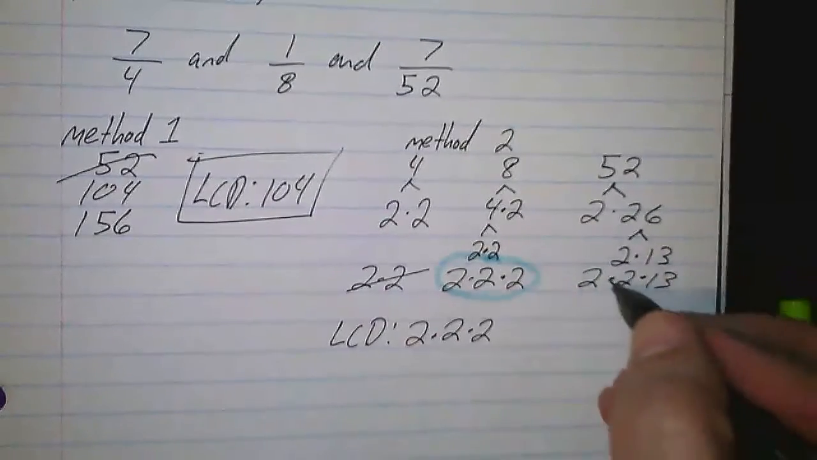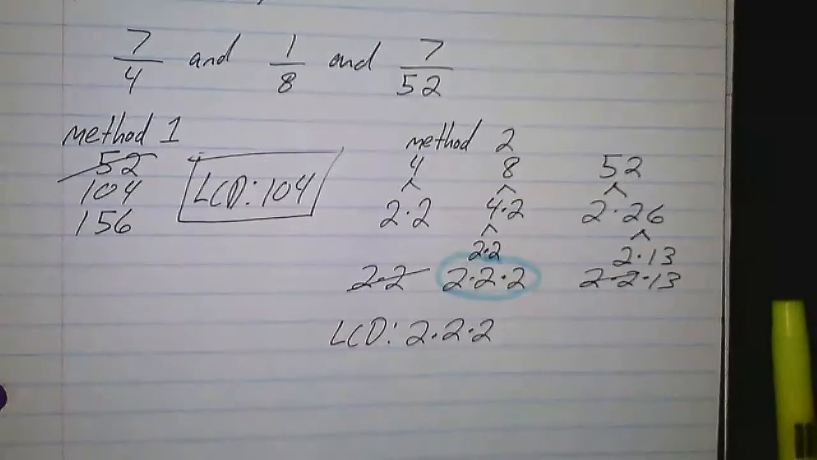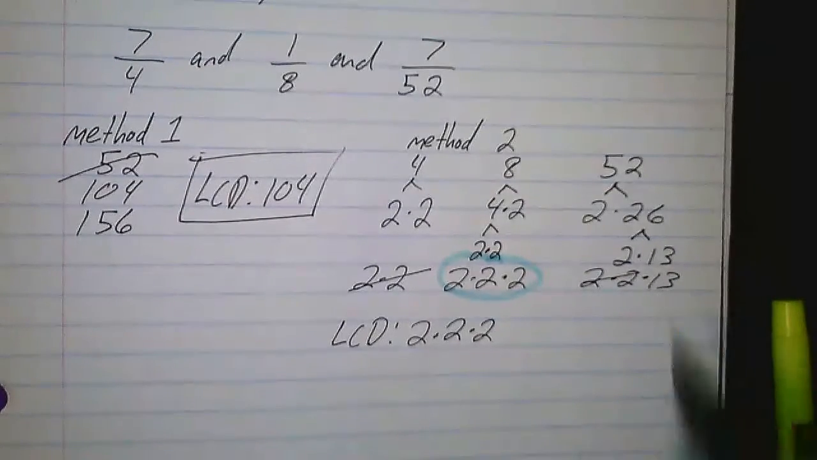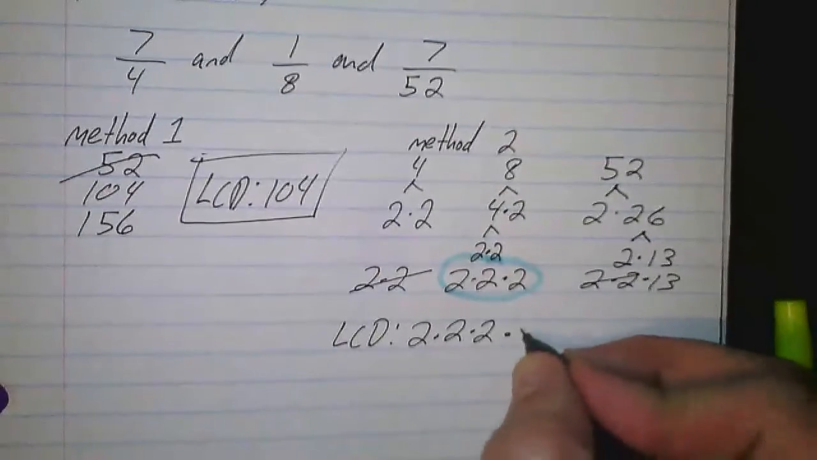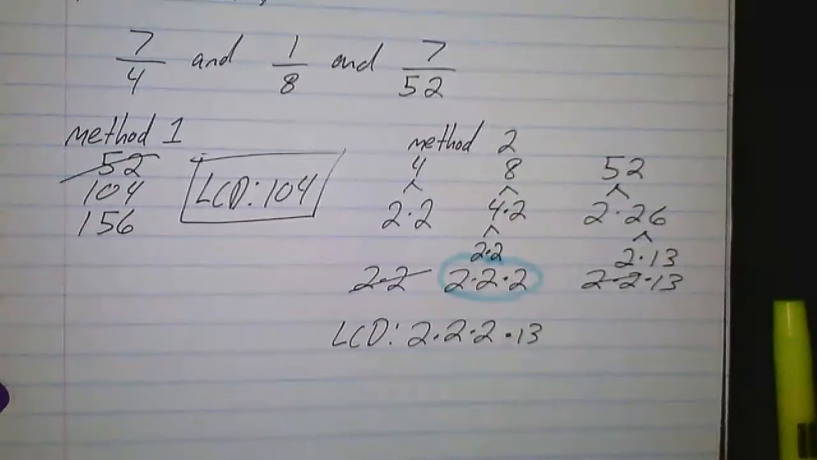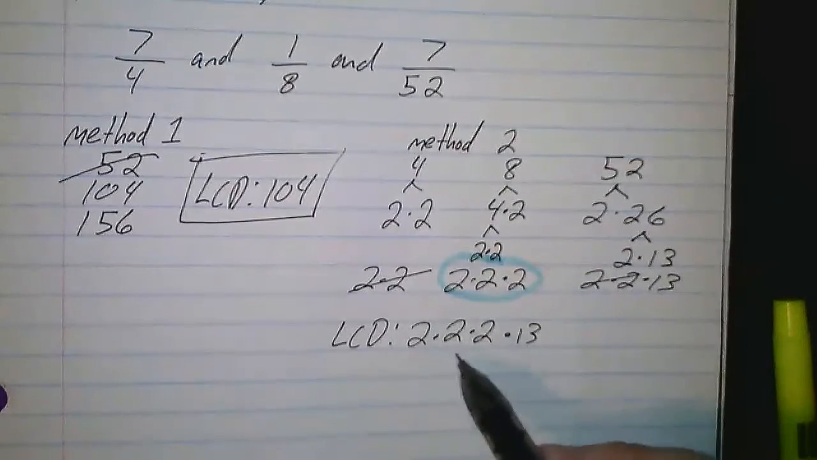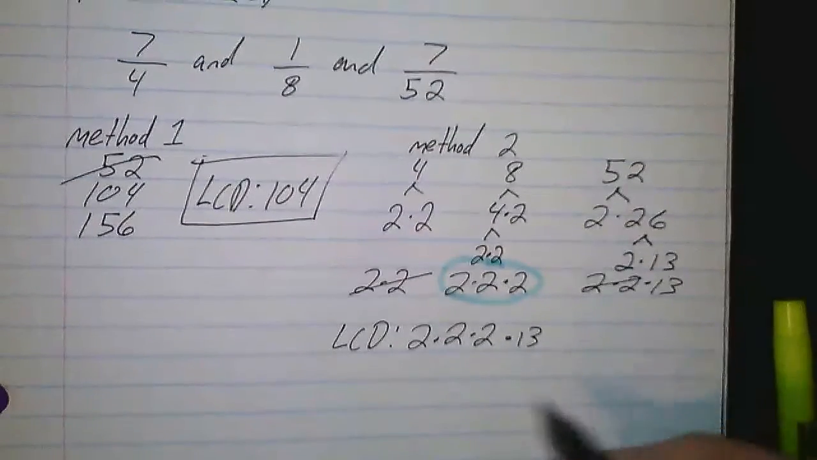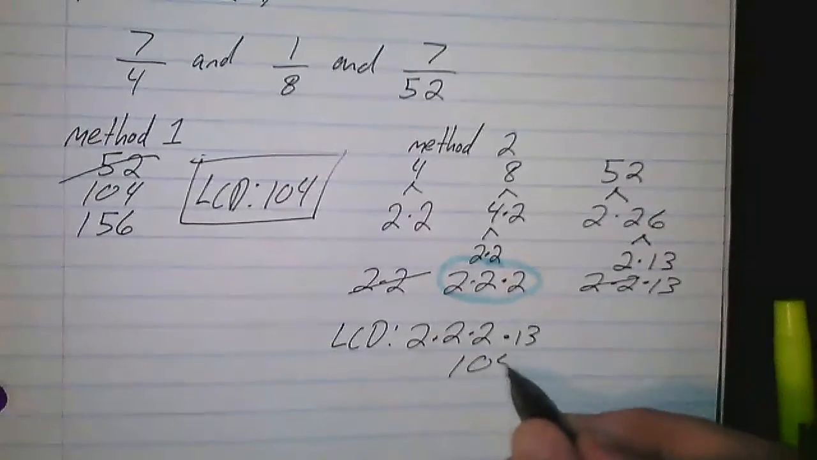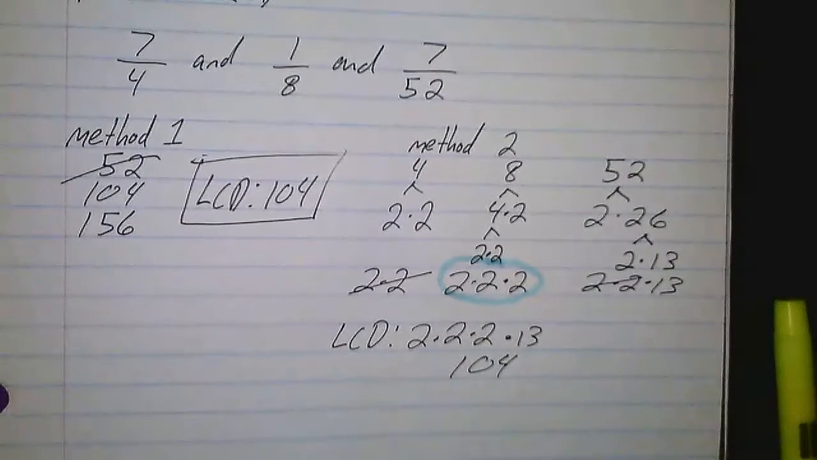So we don't use these, we don't use these. And then how often do we see the factor of 13? We only see it once. So we bring it in as well. 2 times 2 times 2 times 13 is 104.